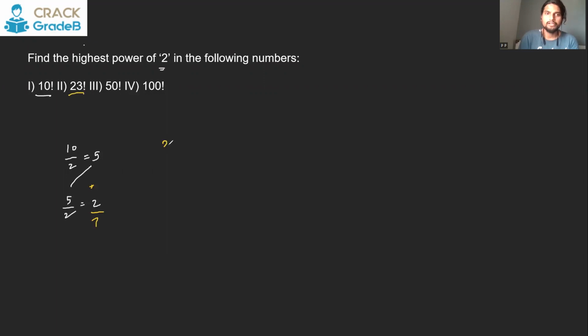In 23 factorial, divide 23 by 2, that is 11. Divide 11 by 2, that is 5. Divide 5 by 2, that is 2. Divide 2 by 2, that is 1. So 11 plus 5 plus 2 plus 1, that is 16 plus 3, 19. So there will be 19 as the power of 2.